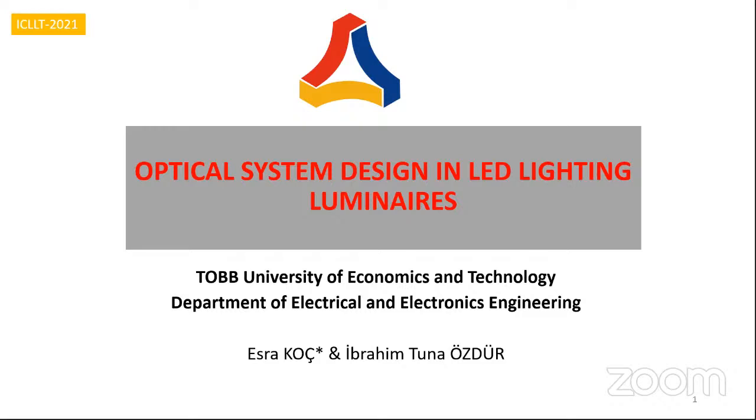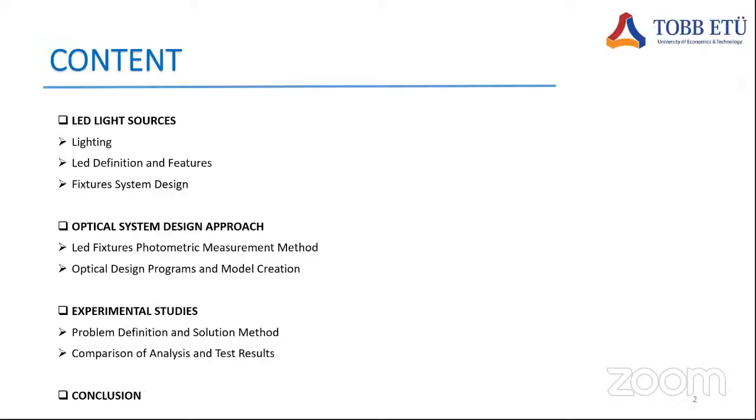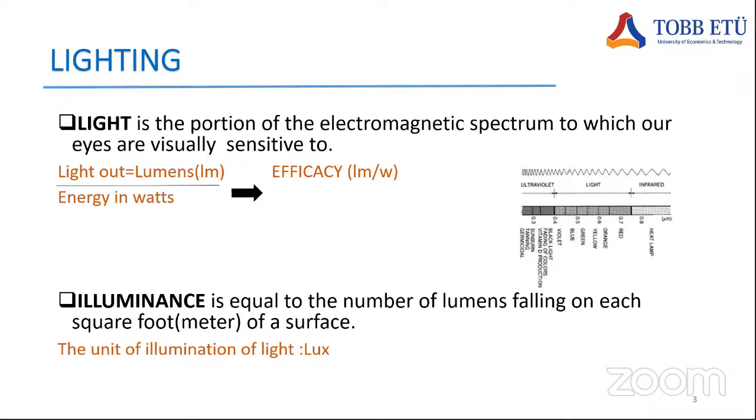Today, I will tell you about the optical system design of the LED lighting fixture we are working on in this thesis. The titles I will explain in the content of the presentation: LED light source, optical system design approach, experimental studies, and conclusion. First of all, I want to explain lighting, light and illuminance. Light is the portion of the electromagnetic spectrum to which our eyes are visually sensitive. Illuminance is equal to the number of lumens falling on each square foot of a surface.